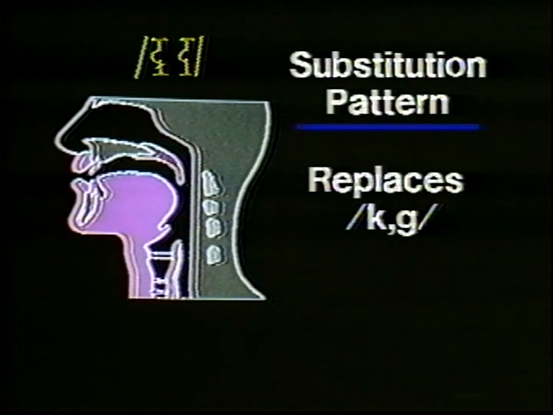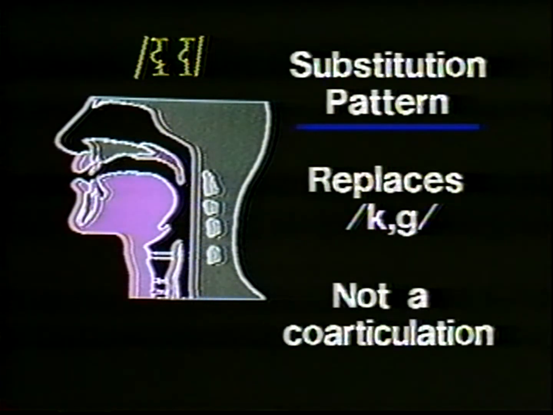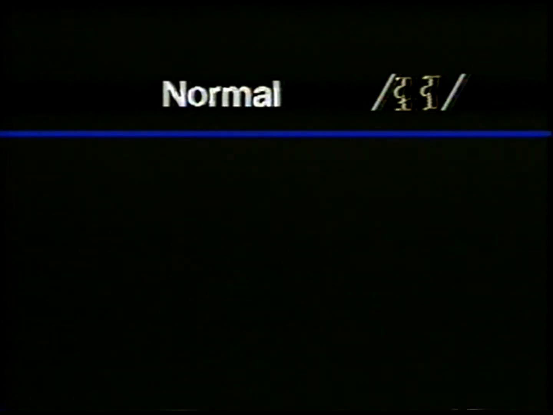It is used as a substitution for K and G. The pharyngeal stop does not occur as a co-articulation. Listen to these next word productions in which normal K and G articulations are replaced by unvoiced and voiced pharyngeal stops in both pre- and post-vocalic positions.